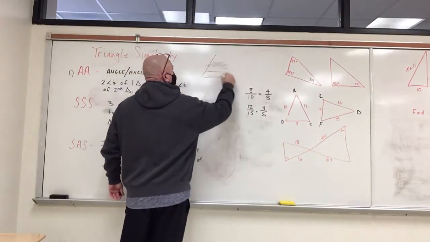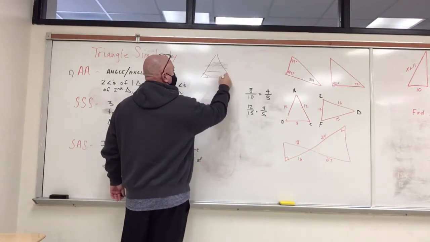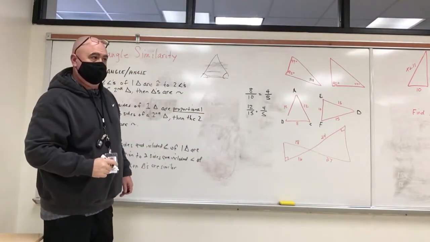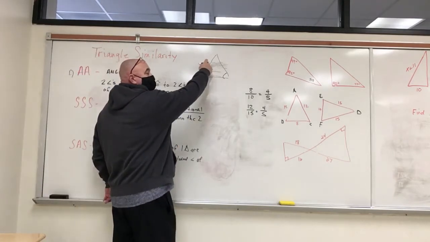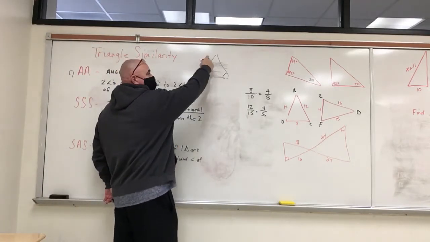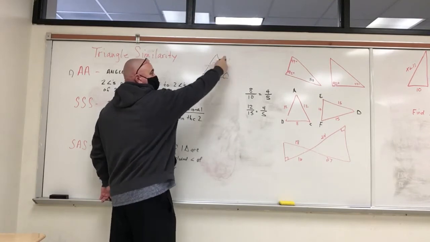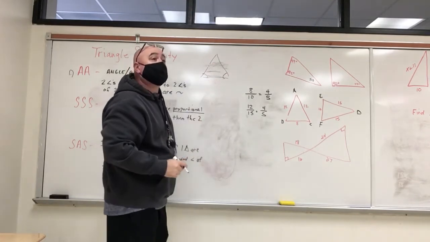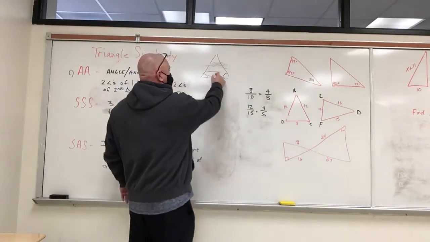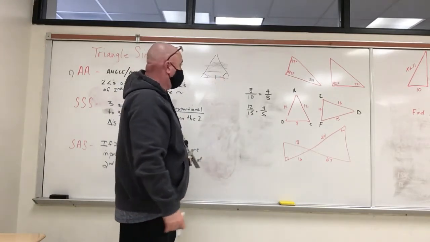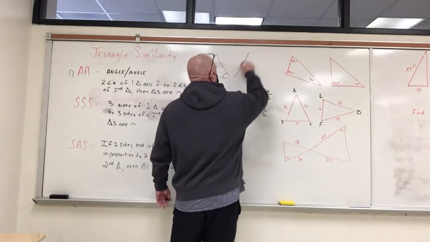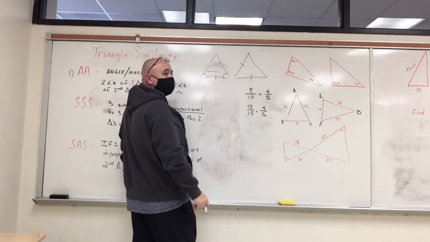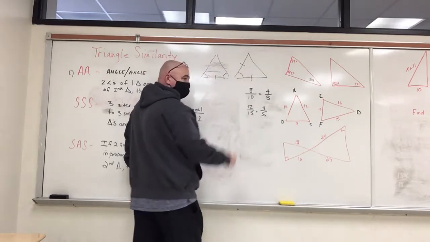If I got a triangle here, and I'm talking about this angle and this angle, where is the included side? Is it this side? Is it this side? Or is it this side? It would be the side between the two angles. So it would be this side right here. Again, side angle side, it's going to be the angle in between the two sides.